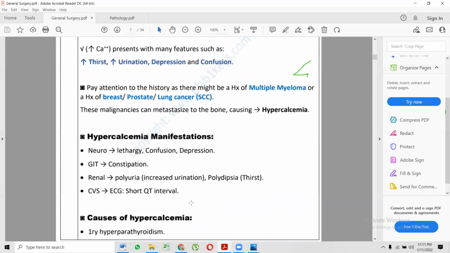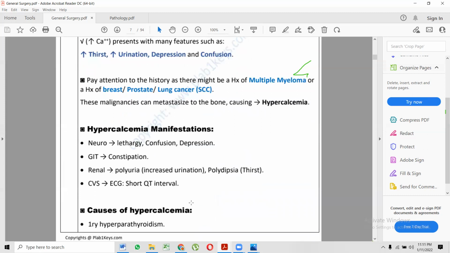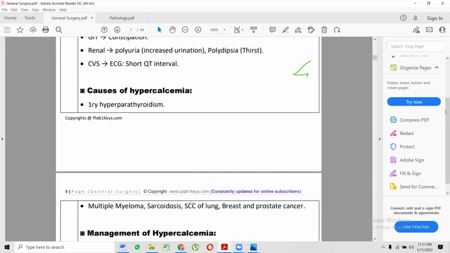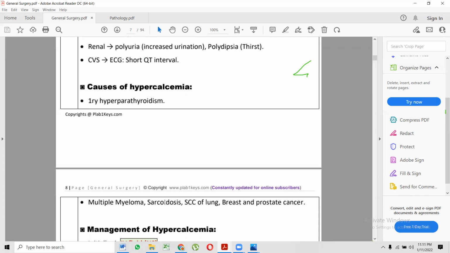So the manifestations we have already discussed. The ECG manifestation of hypercalcemia is a short QT interval. The causes are also discussed. They have mentioned here that sarcoidosis can also lead to hypercalcemia. Can anyone of you remember the cause of hypercalcemia in sarcoidosis? In sarcoidosis, non-caseating granulomas are formed, which consist of macrophages or giant cells, which secrete an enzyme known as alpha hydroxylase. Alpha hydroxylase leads to the increased formation of vitamin D. That's why there's hypercalcemia in sarcoidosis.